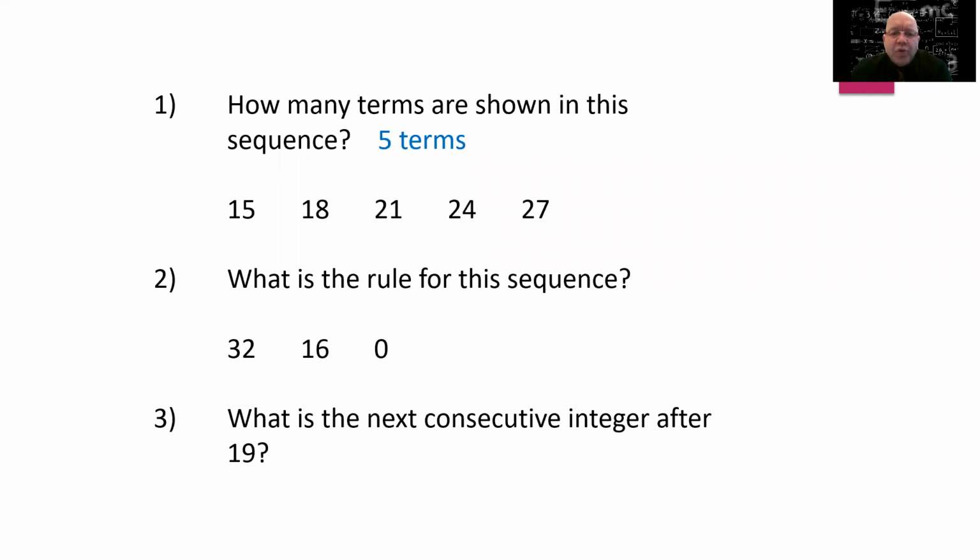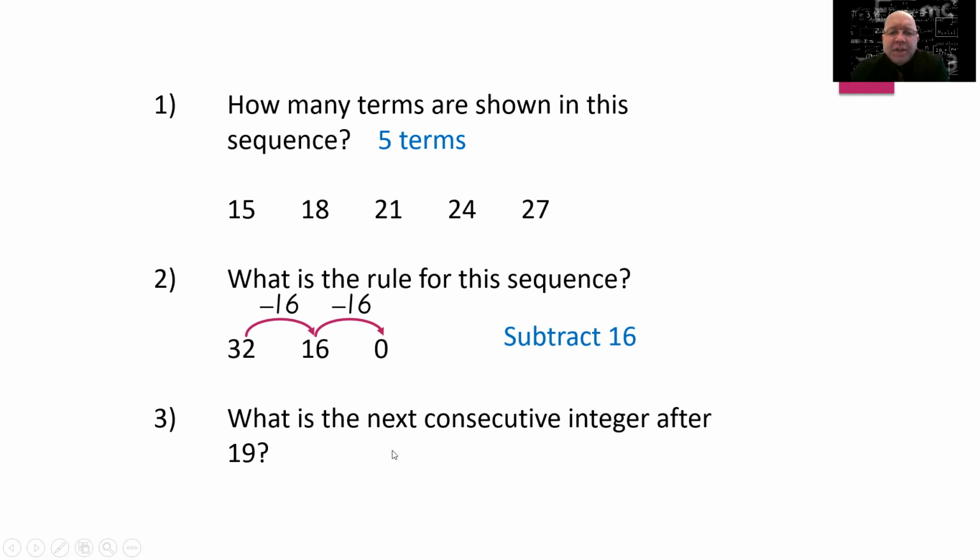Number 2, what is the rule for this sequence? So you need to look at the steps in between. What happens to each number in turn to get to the next number? We've got 32, 16, 0. So clearly the sequence is going down. We're subtracting. But how much are we subtracting each time? Well, to get from 32 to 16, we would subtract 16. To get from 16 to 0, we would subtract 16. So our rule here is subtract 16.